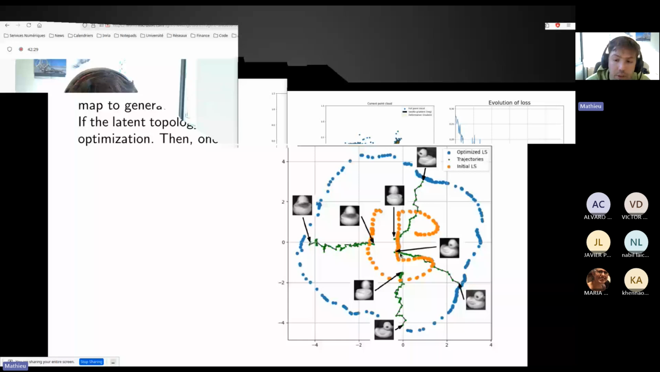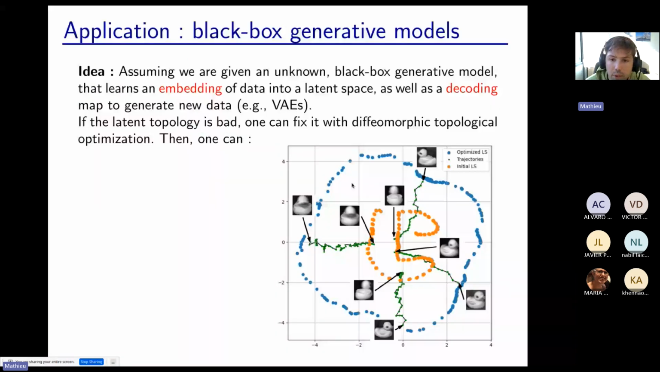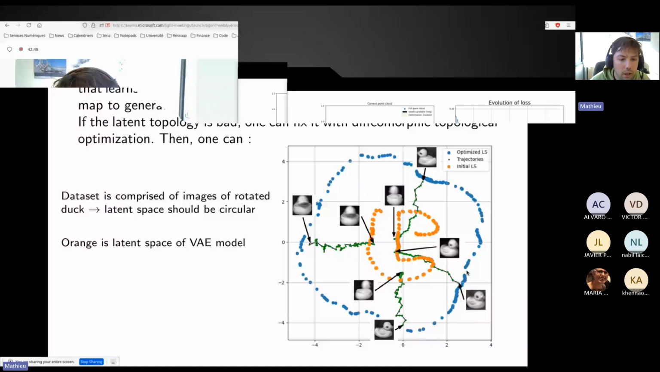The advantage again is that if I want to generate new data with a variational autoencoder, I can basically sample on the optimized latent space and then get new data without having to touch or relearn the model. And again, this is something you cannot do with vanilla gradient descent.